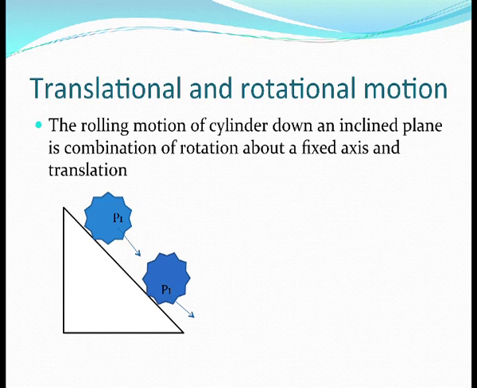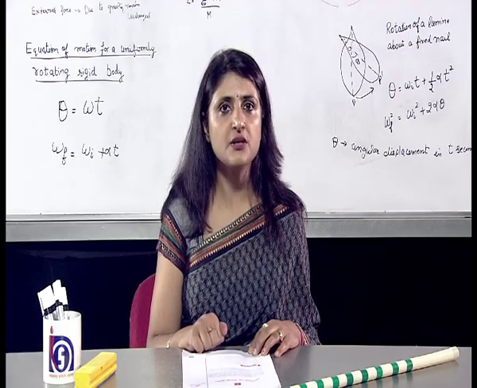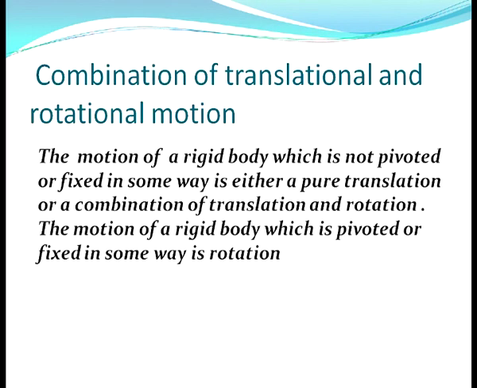So, the rolling motion of a cylinder down an inclined plane is a combination of rotation about a fixed axis and translation. It can be defined this way: the motion of a rigid body which is not pivoted or fixed in some way is either a pure translation or a combination of translation and rotation. The motion of a rigid body which is pivoted or fixed in some way is rotation.